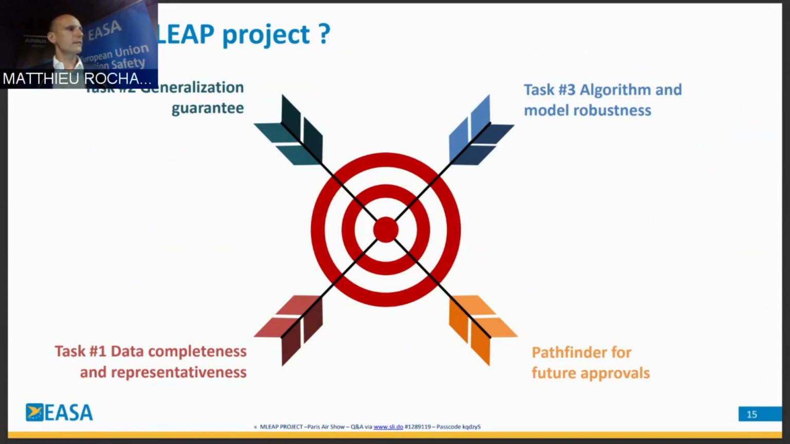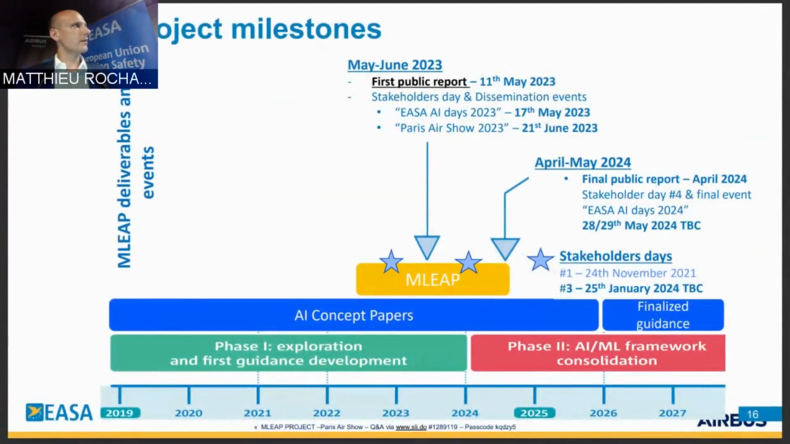Throughout the project, the various tasks are feeding the EASA concept paper. We don't wait for the end of the project to update the EASA guidance. We are having various events to disseminate the results and progress of MLEAP. And if I go to the main milestones and planning for the project, as you can see, MLEAP is running in parallel with the EASA AI program during the AI concept paper phase. So MLEAP is feeding the AI concept papers.